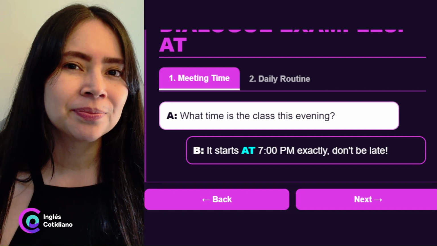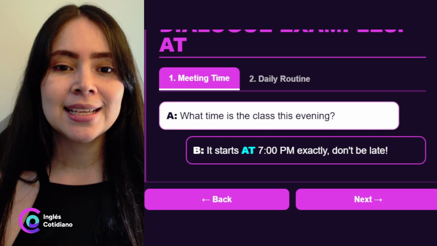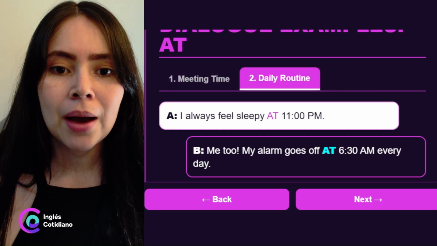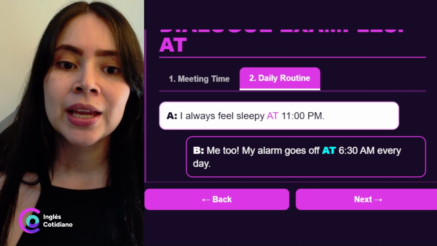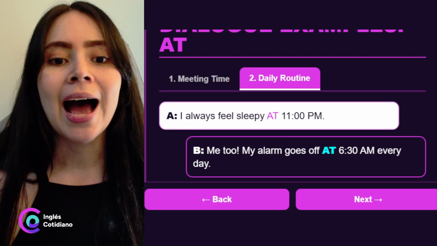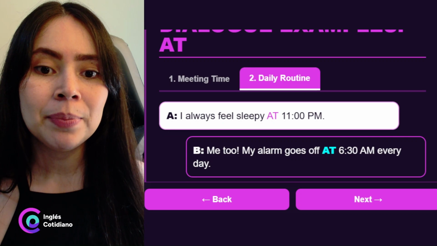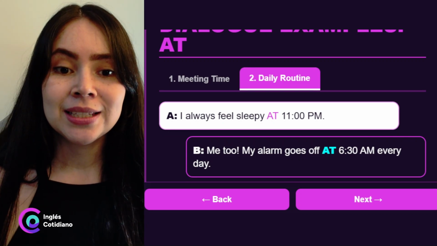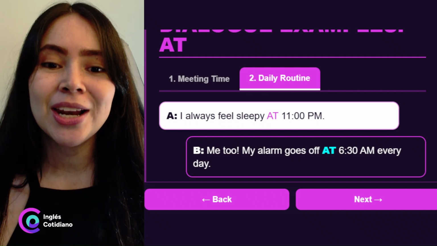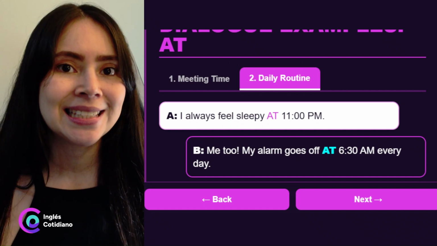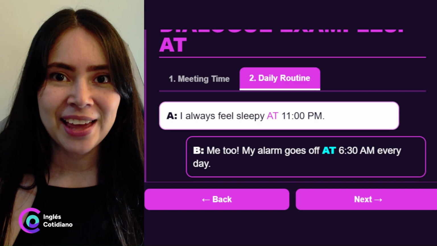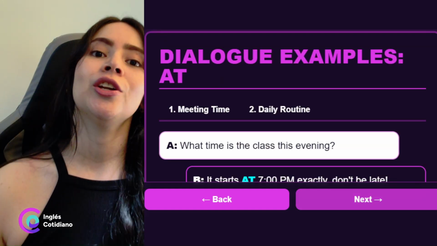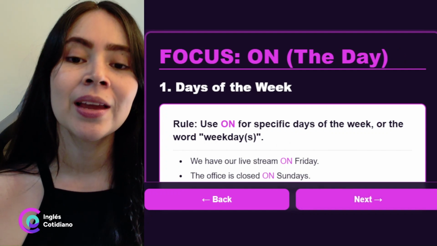Let's see the second example, which is about daily routine. Person A says, "I always feel sleepy at 11 p.m." Person B says, "Me too. My alarm goes off at 6:30 a.m. every day." Let's proceed now with the preposition on.